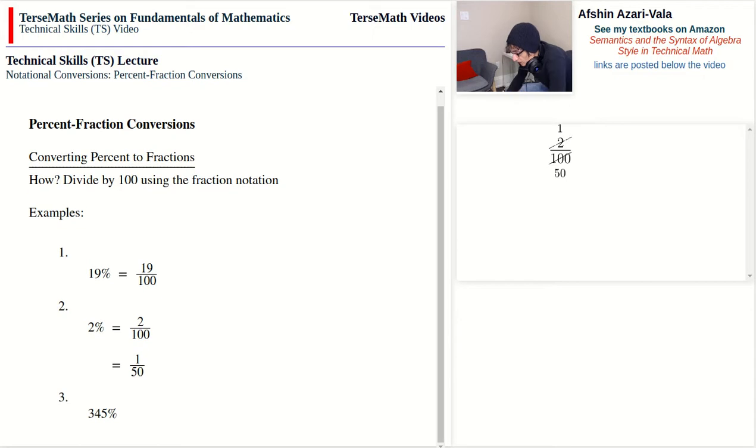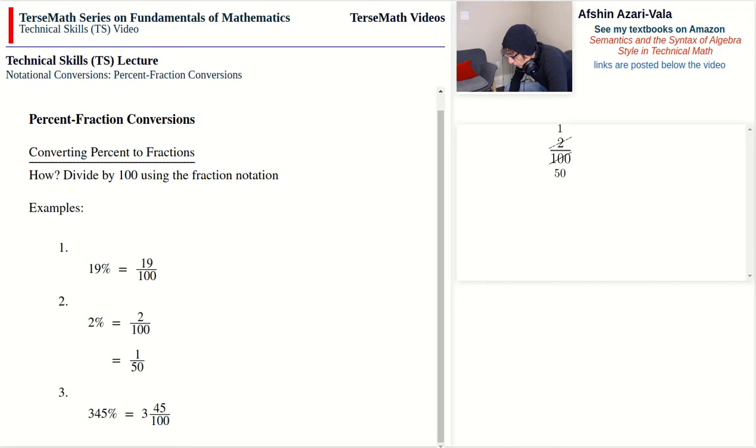Problem 3, we have 345%. Now for these ones, it's possible to put 345 over 100 and then change the improper fraction to a mixed number. But there is a shortcut. If you have more than 2 digits, you can only keep the rightmost 45, keep those ones, and only those ones will go over 100. The rest will go on the side. So here we end up with 3 and 45 hundredths.